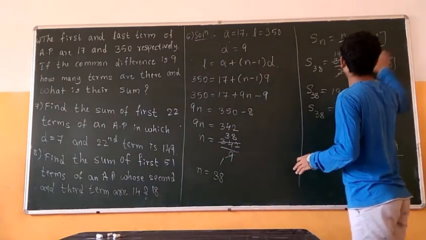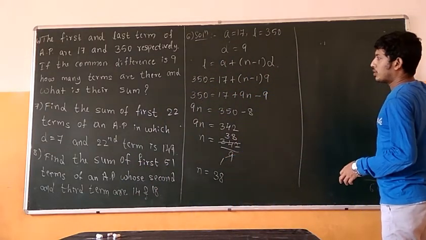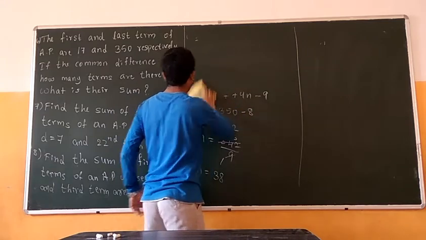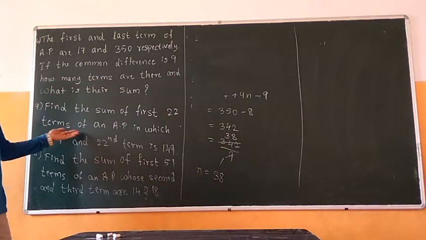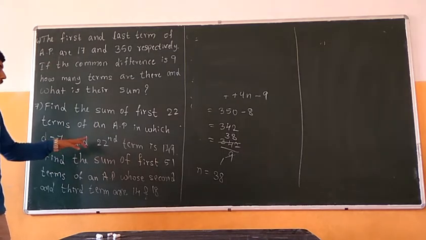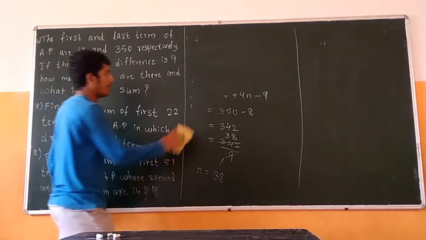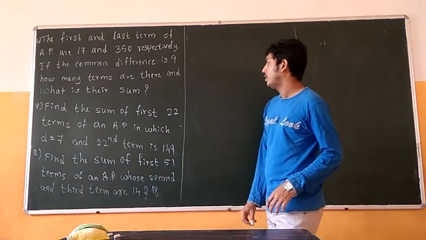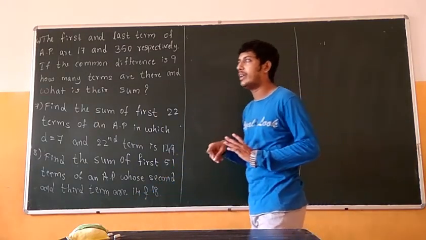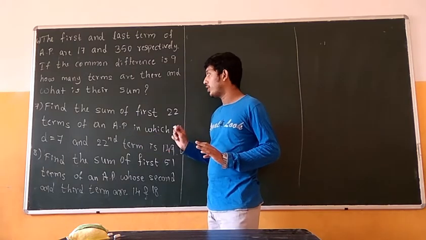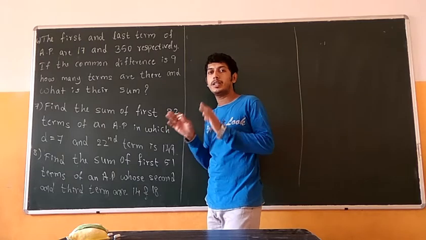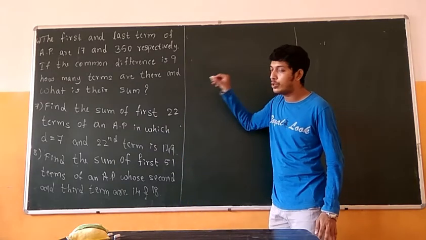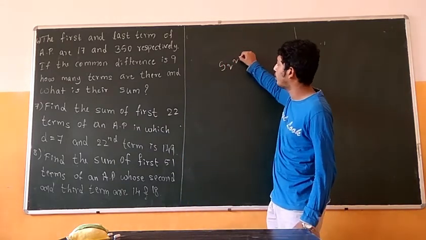The second problem is to find the sum of first 22 terms of an AP in which D is given, that is 7, and the 22nd term, that means A22, is 149. So N value is given, D value is given, as well as the A22 value is given. We have to find the sum of 22 terms, that means S22.